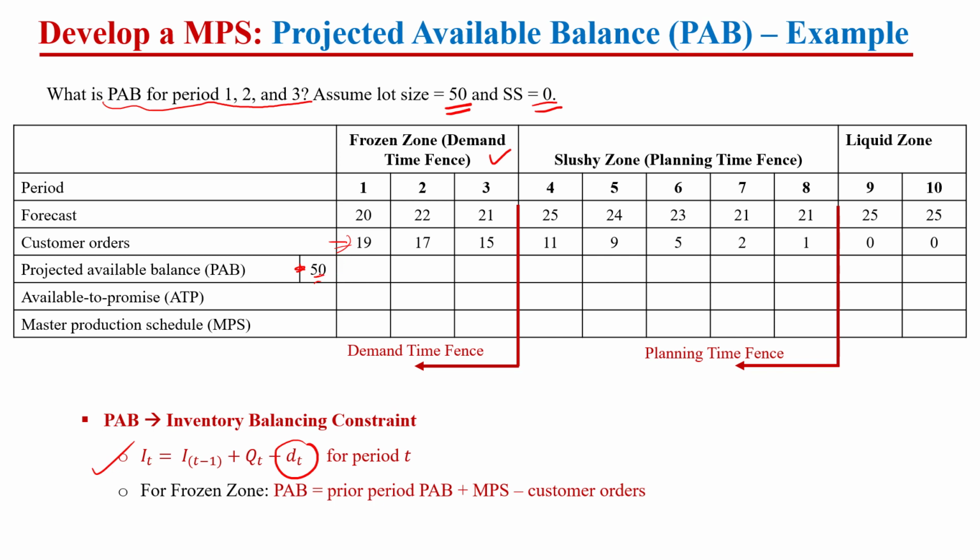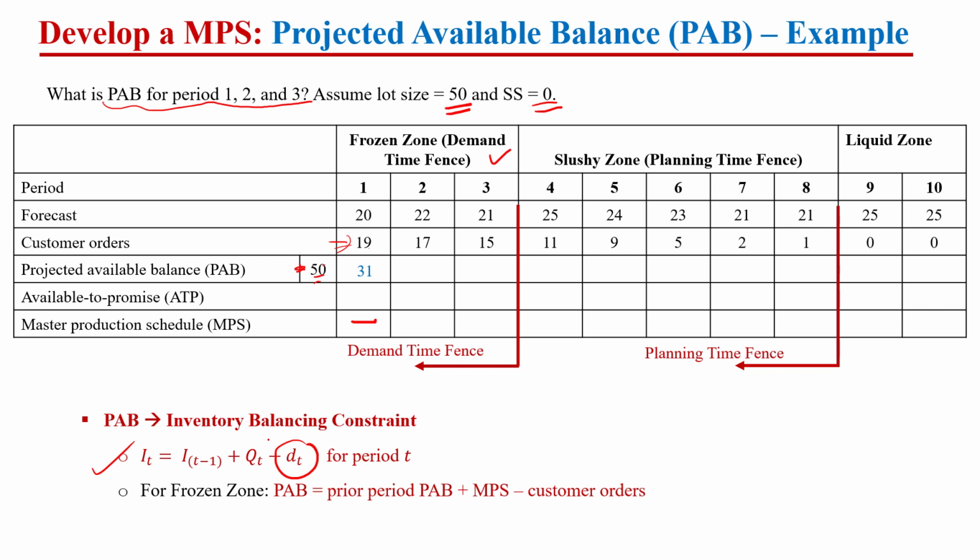So we have the available inventory of 50, right? So 50 minus 19, so I can easily meet this demand. That means there is no need to produce here. So 50 minus 19 is going to be the projected available balance, or you can say the inventory at the end of the first time period. So in the first time period, there is no need to produce anything.